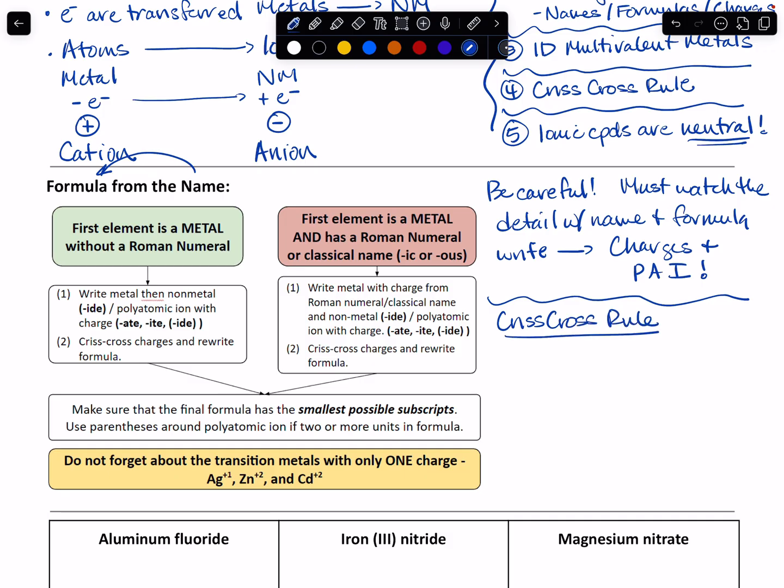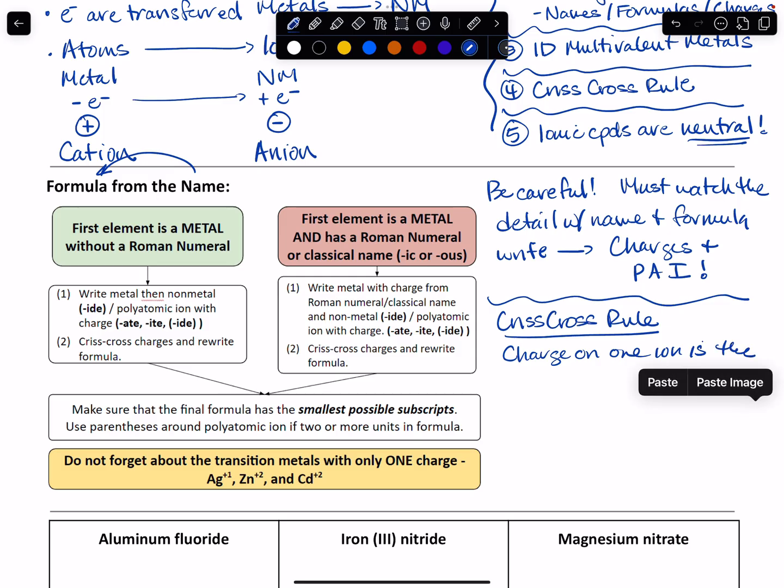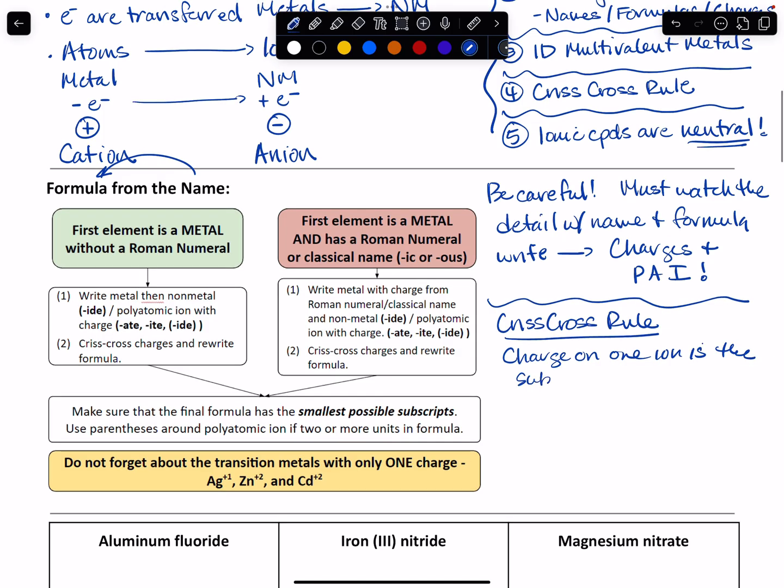The crisscross rule tells us that the charge on one ion is the subscript on the other ion. So what does that look like?